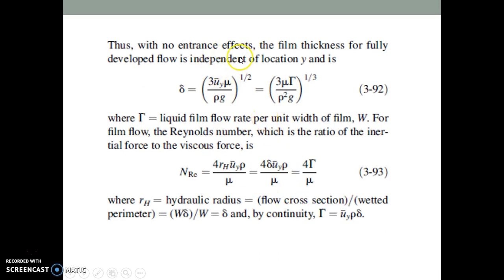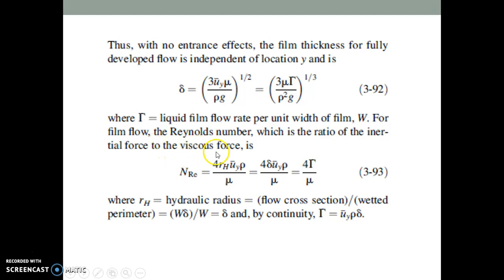With no entrance effect, the film thickness for fully developed flow is independent of location y, and we can say delta is equal to this equation, where tau is the liquid film flow rate per unit width of film, which is W.